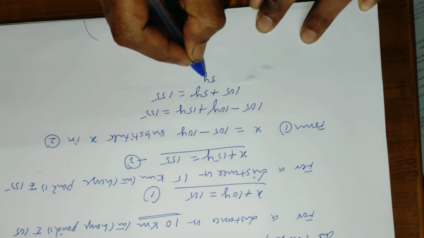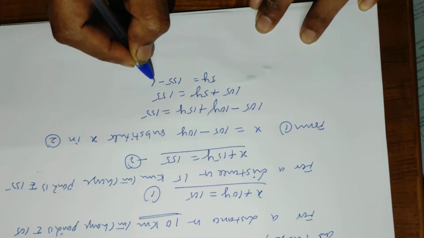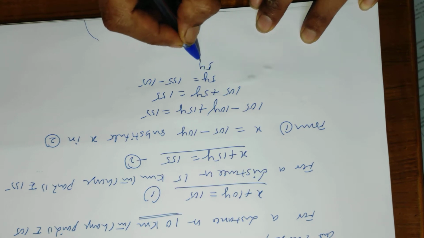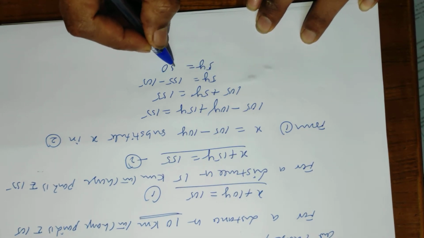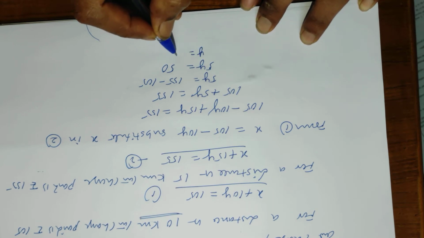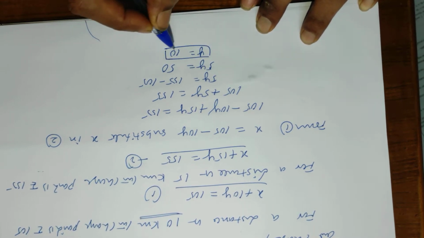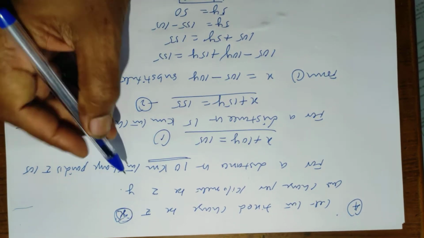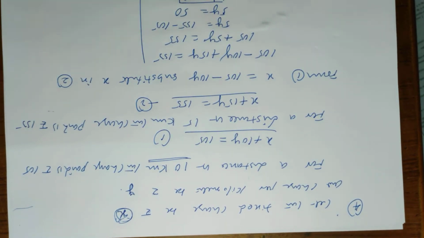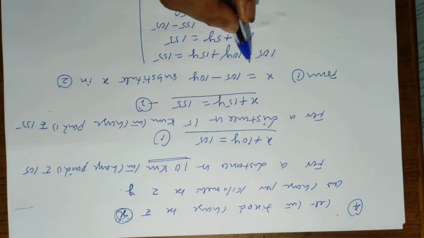So 5Y is equal to 155 minus 105. 5Y is equal to 50. Y is equal to 10. So per kilometer, a person has to give rupees Y. So now we can find out the fixed price.